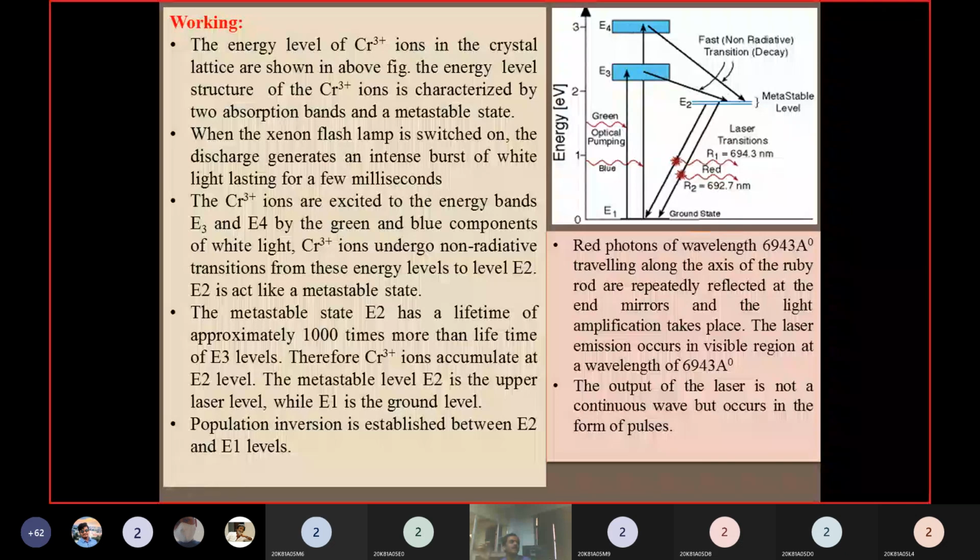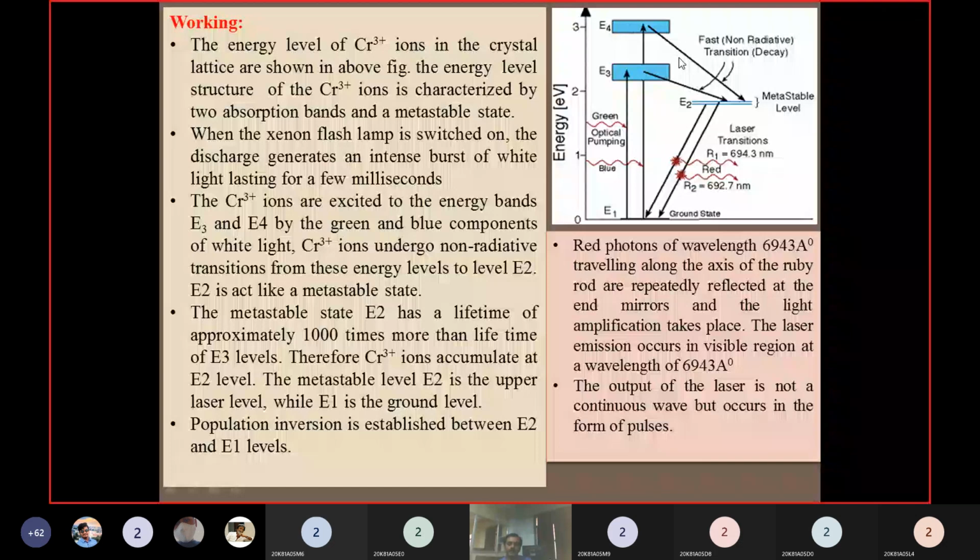One more thing here: the E2 level is a metastable state. That metastable state E2 has a lifetime approximately 1000 times more than the lifetime of the E3 level, and similarly the E4 level. So the lifetime of E2 is much greater than E4 and E3. That's why more electrons will stay there.